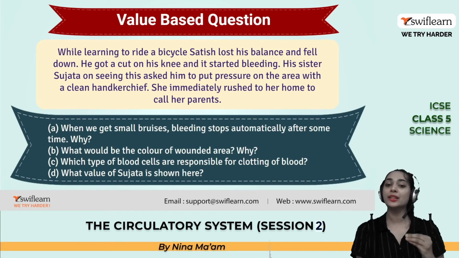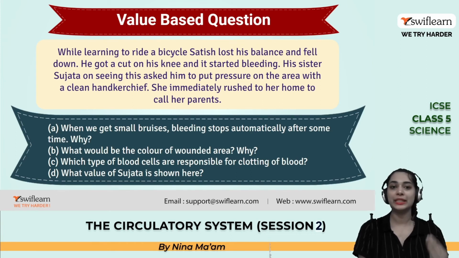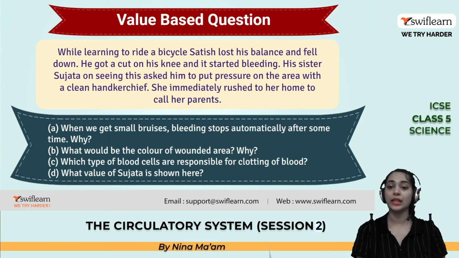While learning to ride a bicycle, Sadish lost his balance and fell down. He got a cut on his knee and it started bleeding. His sister Sujata, on seeing this, asked him to put pressure on the area with a clean handkerchief. She immediately rushed to her home to call her parents. So we have several questions regarding this.